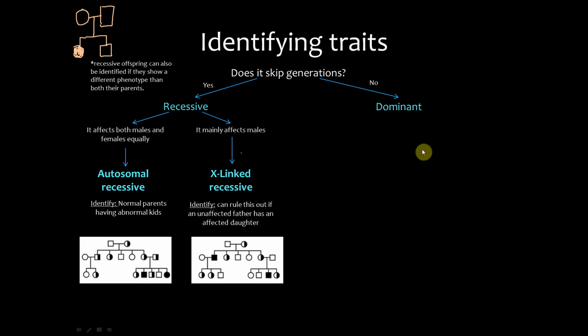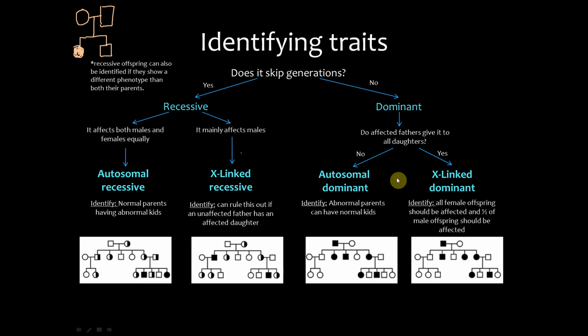All right, so let's look at the dominant side. Do affected fathers give it to all of their daughters? If the answer is no, then it's likely autosomal dominant. You could identify that because abnormal parents can have normal kids.